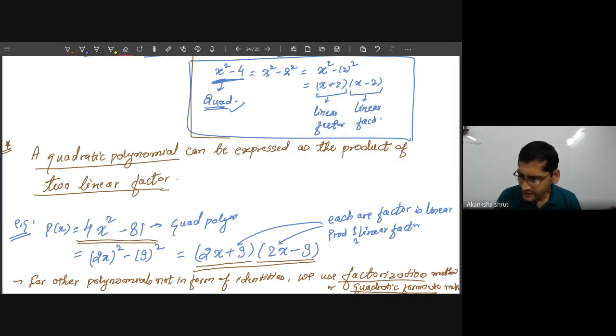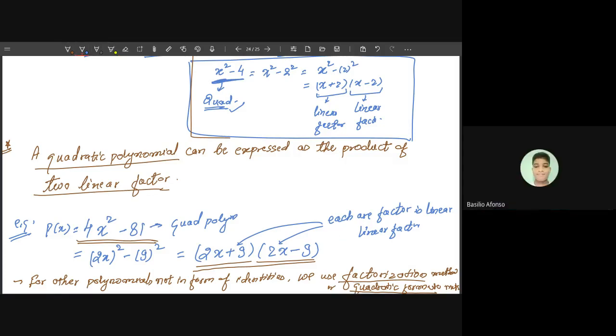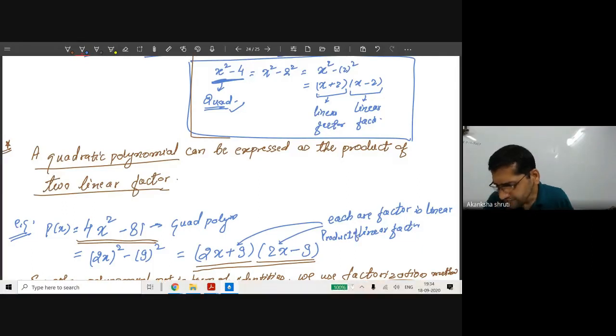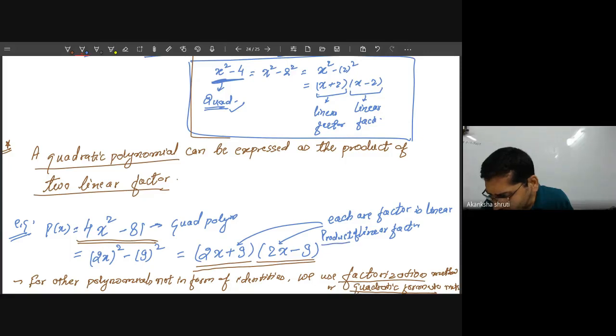Yes, students, have you written it, or any doubt? Ask now, because the very important thing we are going to do is write the quadratic polynomial in the form of two linear factors. So why will we write it, and how? For that we have first understood what we mean by the product of two linear factors. These factors are two in number.